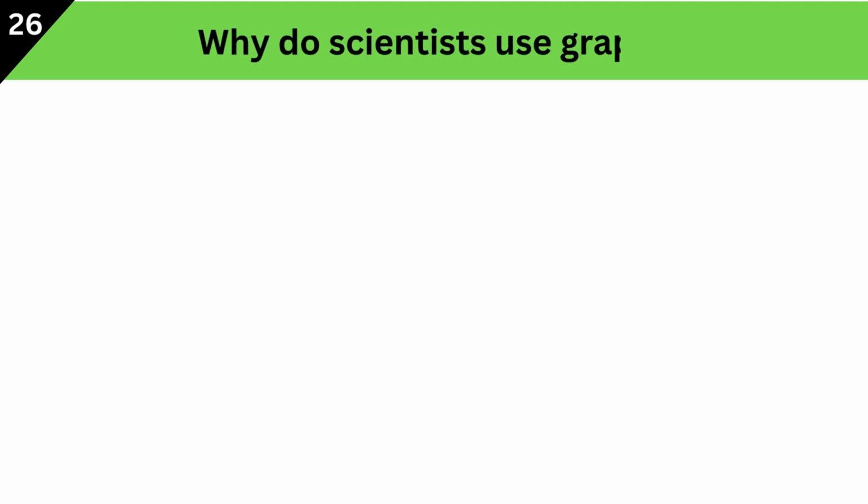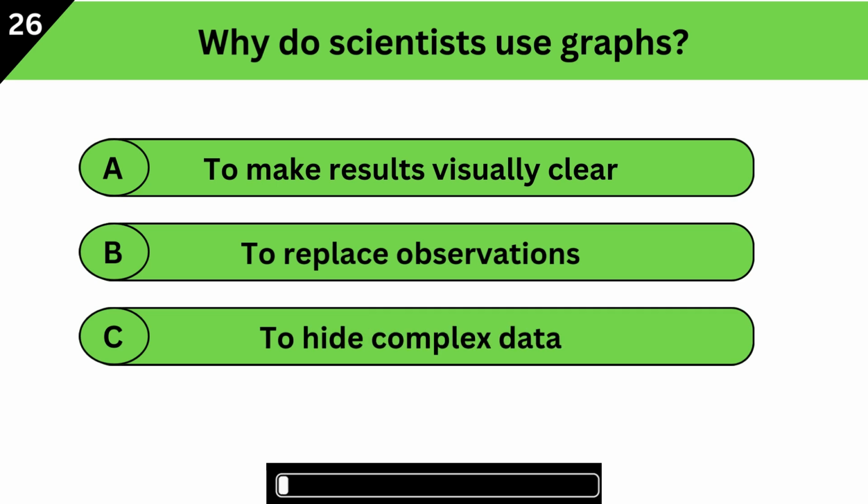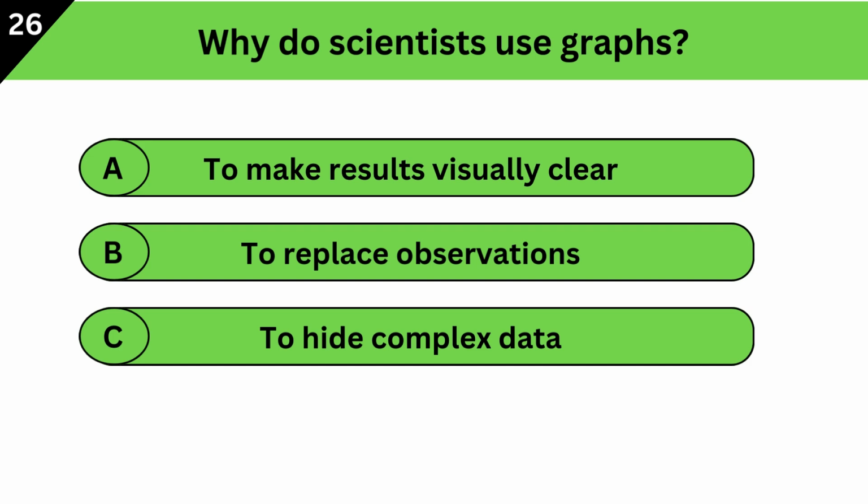Why do scientists use graphs? Option A, to make results visually clear. Option B, to replace observations. Option C, to hide complex data.